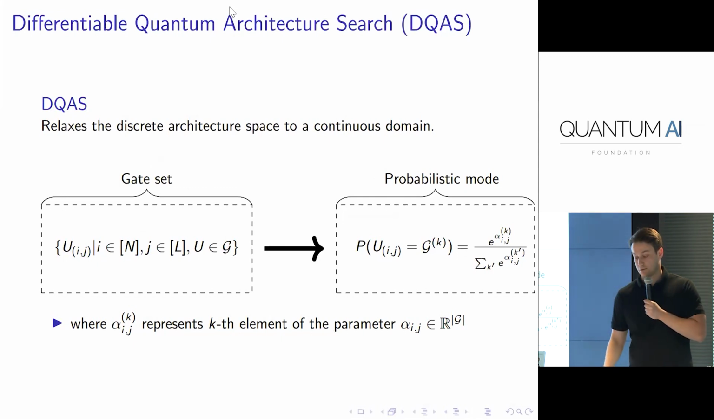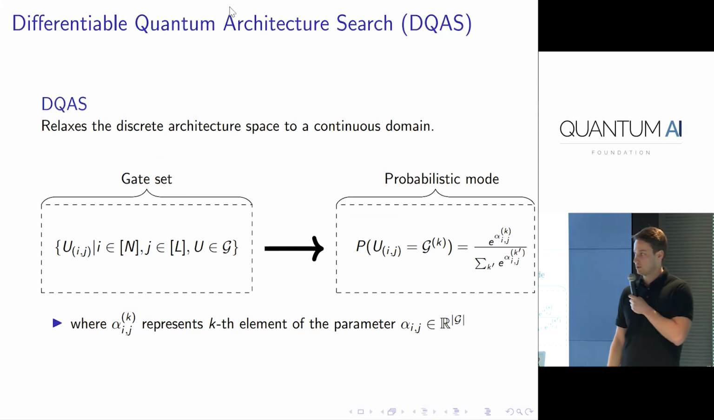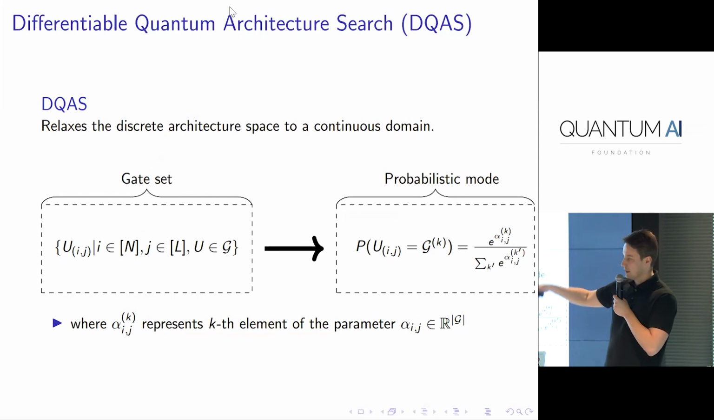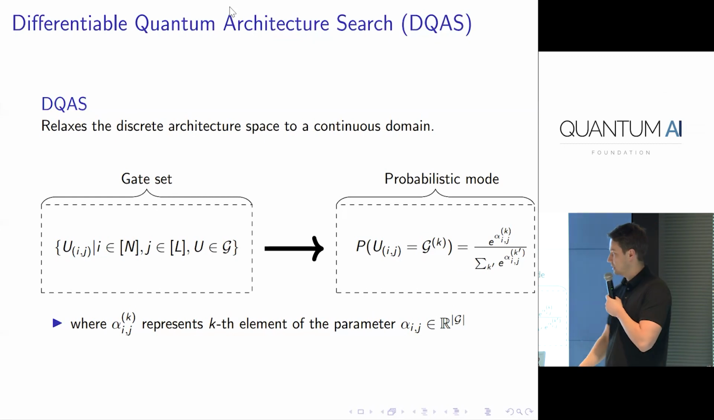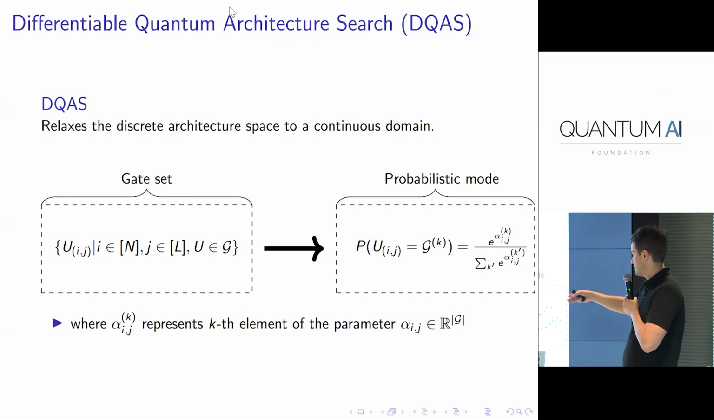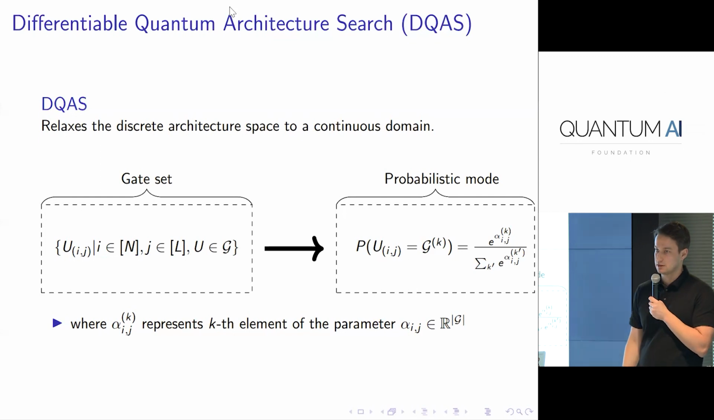Next algorithm, which I guess builds upon the previous one, is the differentiable quantum architecture search. It relaxes the discrete architecture search to continuous space. So again, we have this gate set, right? So at each position in our 2D structure, we have to decide, in this IJ position, which gate do we want to put. And this decision we model with a probability distribution, in this case with a softmax distribution.